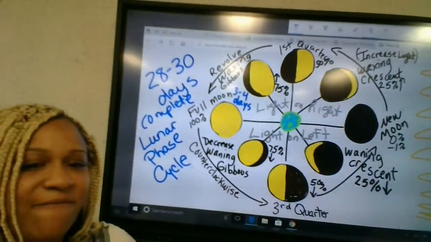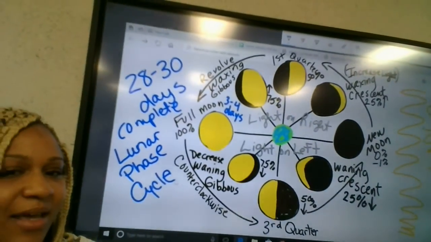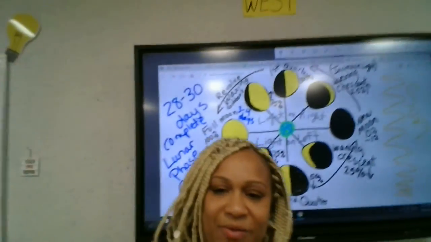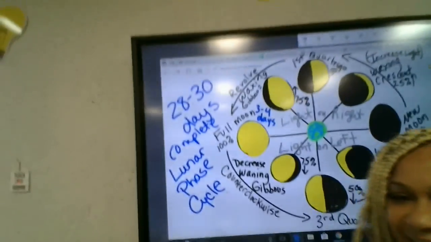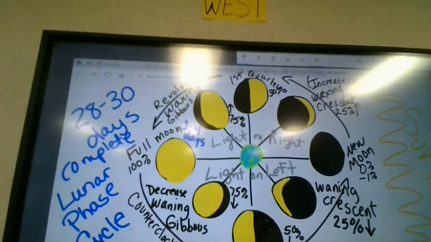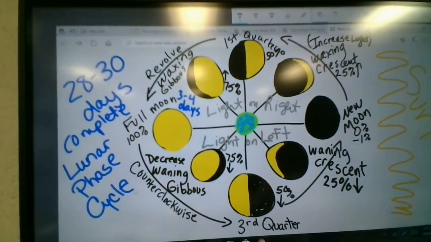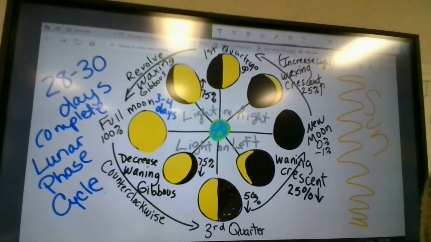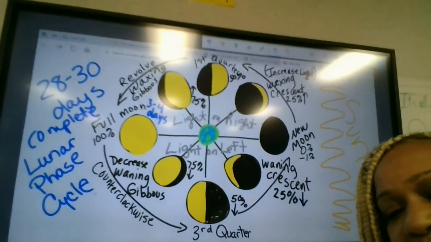And here is my finished product. I think I did really, really well. What y'all think? I did good. Really well. Yes. Awesome. And that is your lunar phase cycle illustration. Make sure you take your notes. Make sure you have this taken care of.